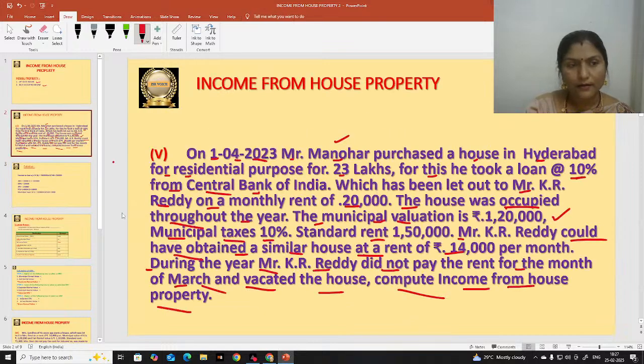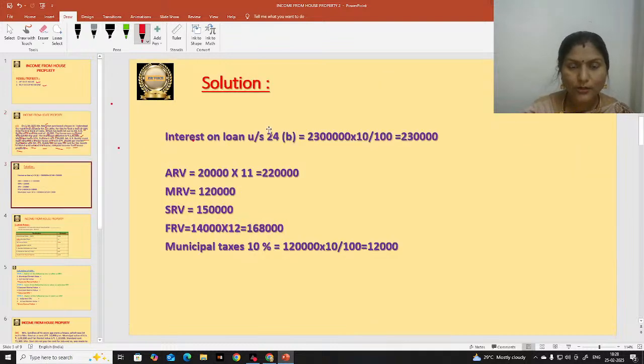Okay, and completely whatever they mentioned in the question, we took it. Now let us go and do the solution. Let us calculate income from house property. So this is the solution. Solution starts from here onwards. We have taken the information that we actually need for solving the problem. Whatever we require in the calculation of income from house property, everything we took here from the question.